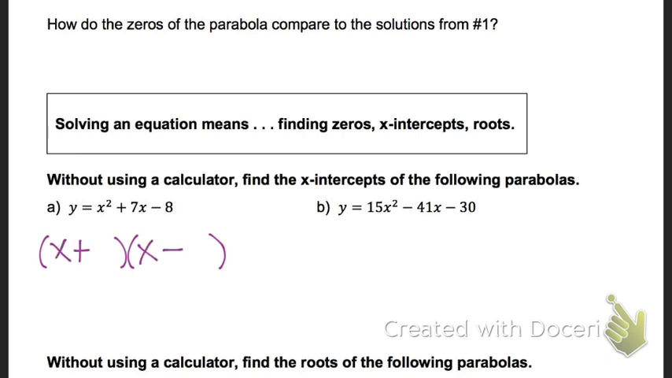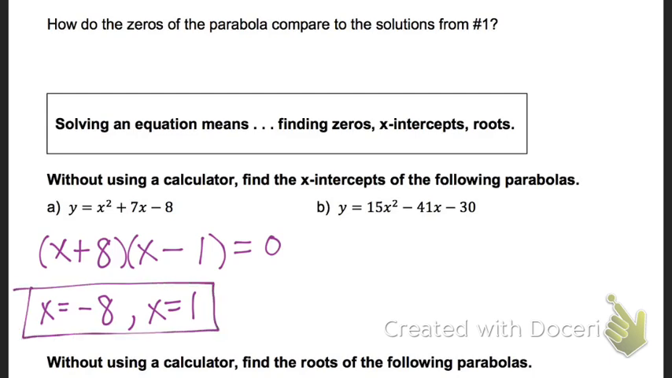What numbers could we use? 1 and 8. Where would the 1 go? The far right side. Good. I knew what you meant. Does that work? Yeah. So x equals -8 and x equals +1. Yep. Good. What about B?